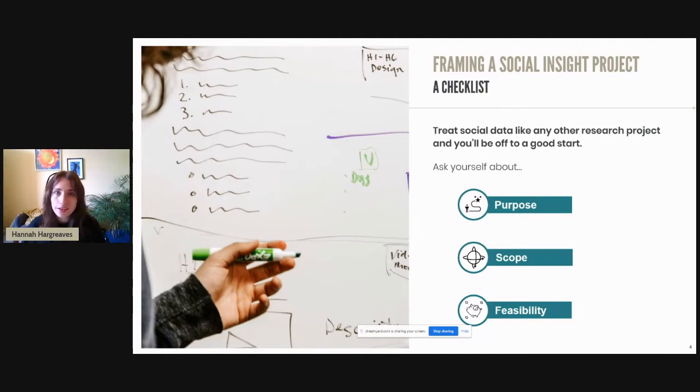And then the third thing to think about is feasibility. This is really important. We never take on a social insight project unless we have checked that it's feasible first. And what I mean by that is, is there enough data out there? Are people actually talking about the topic which you're interested in? Is there enough data? Will you be able to get a robust sample so you can be confident in your results? And is the data actually relevant to your questions or not?